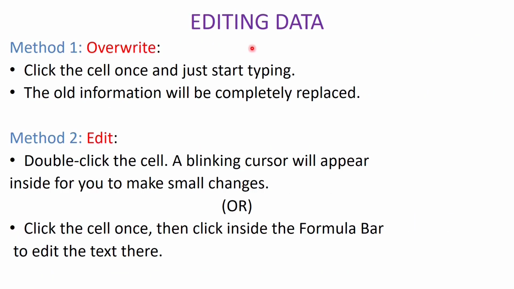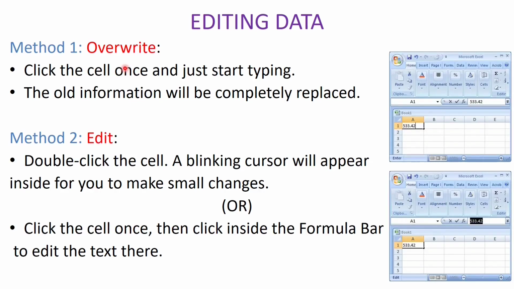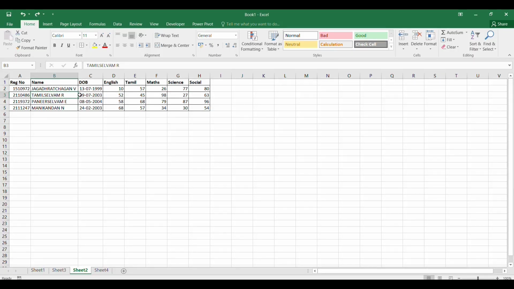Next, editing data in Excel. Once data is entered, it is common to make corrections or adjustments. Excel offers two primary methods for editing. The first is override, where you select the cell containing the existing data and simply begin typing the new content. This completely replaces the old value. And the second method is in-place editing, which is particularly useful for minor changes.